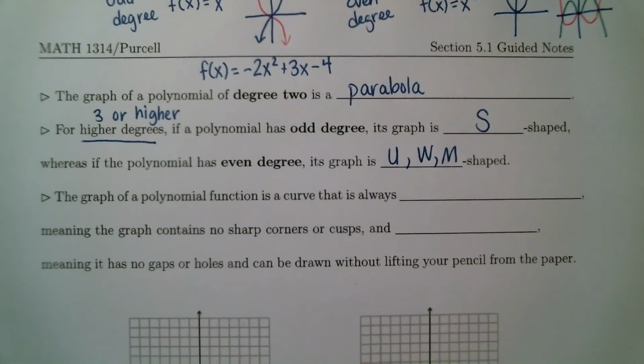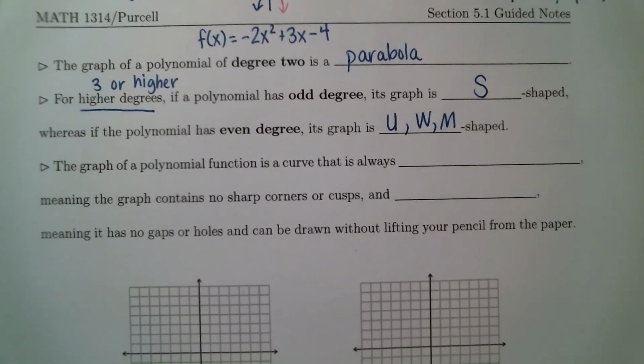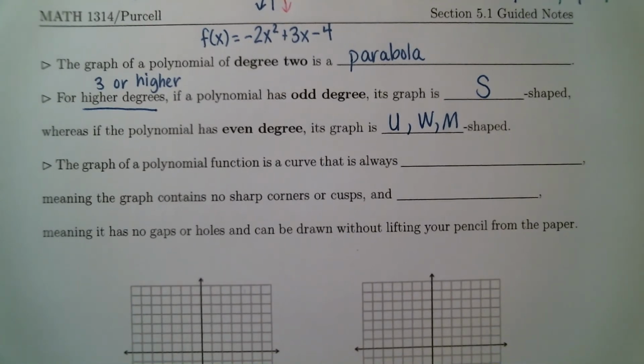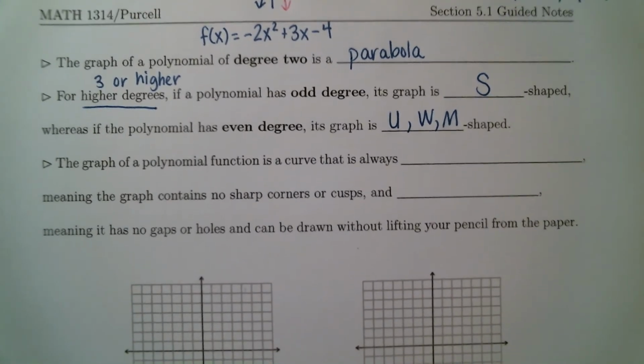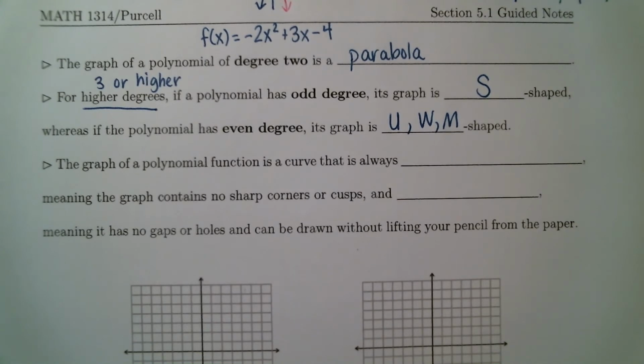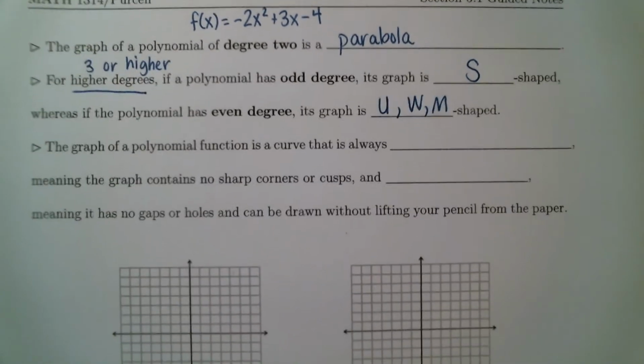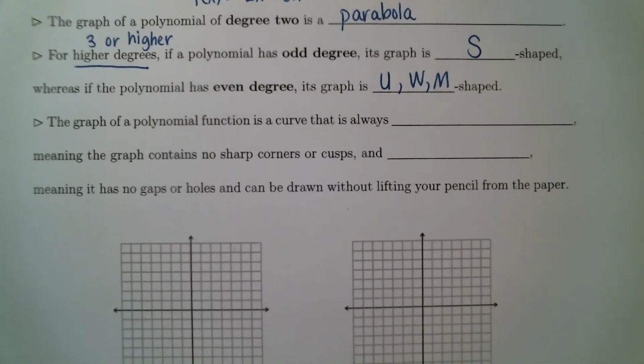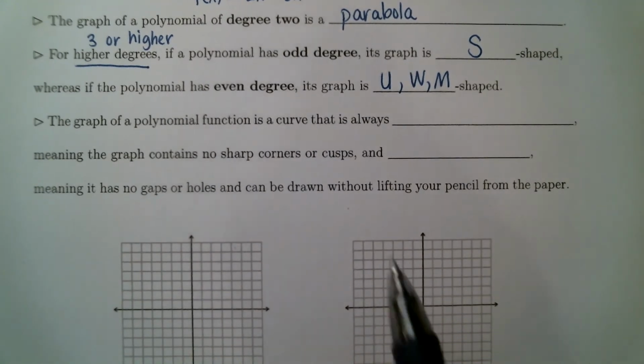All right, so other attributes of polynomial functions. It says the graph of a polynomial function is a curve that is always blank, meaning the graph contains no sharp corners or cusps, and blank, meaning it has no gaps or holes and can be drawn without lifting your pencil from the paper. So there's two things that go in the blanks, two properties of polynomial functions.